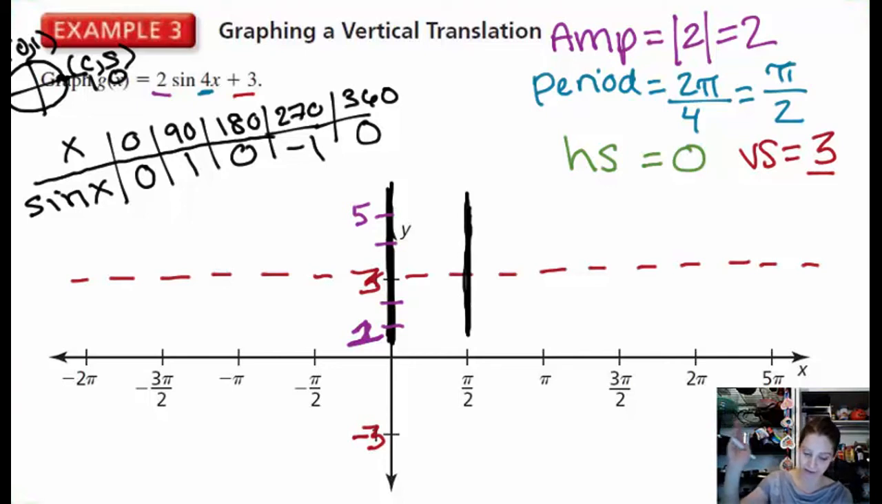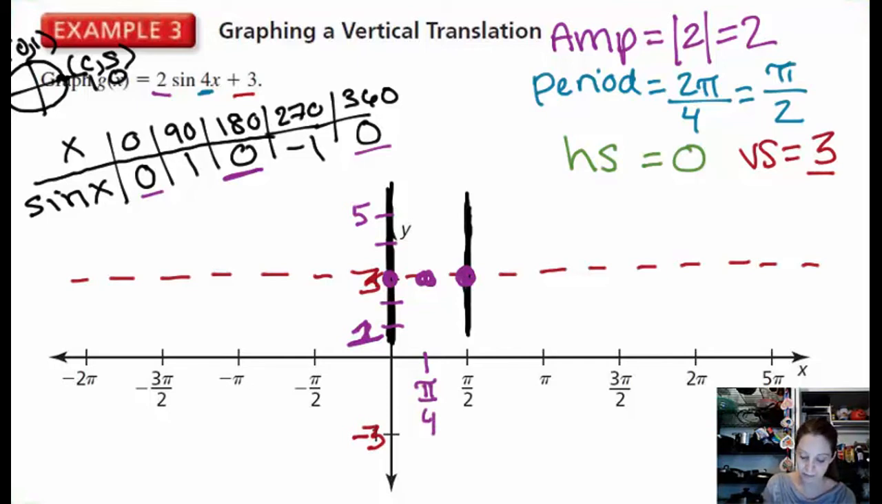Okay, so now what I have to start: sine of x at 0 is 0, but it's been translated up 3 units. So my first point is here. The last point in the period is also there. And the middle point, halfway between these points, is also 0. So halfway between these points is pi over 4.